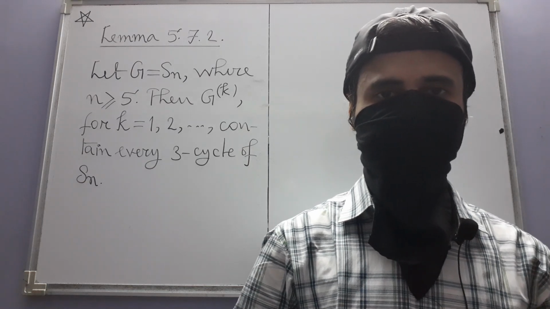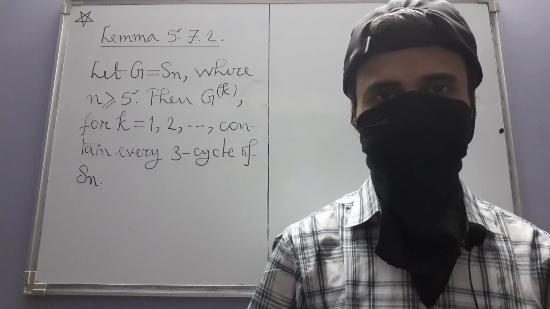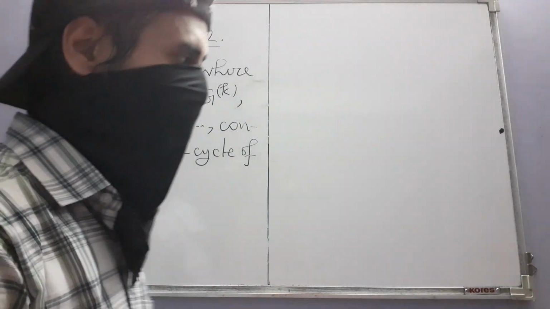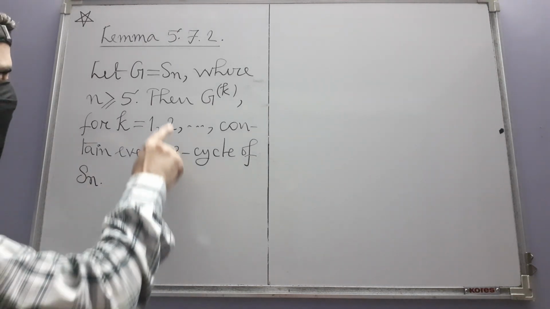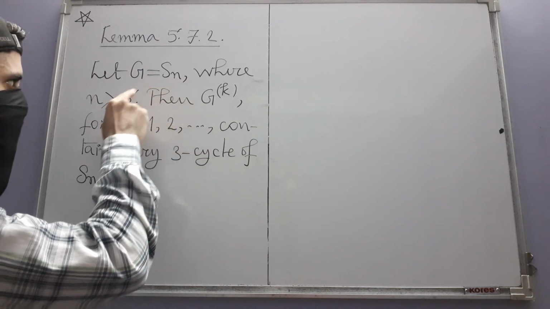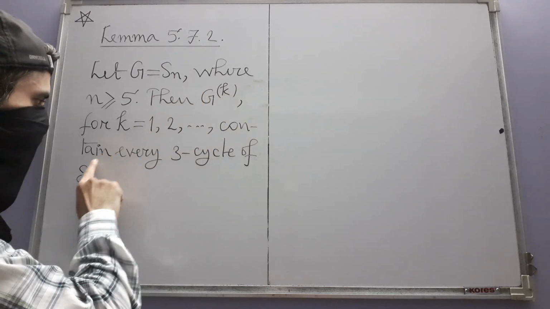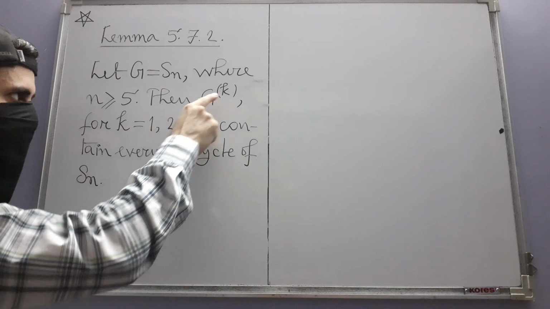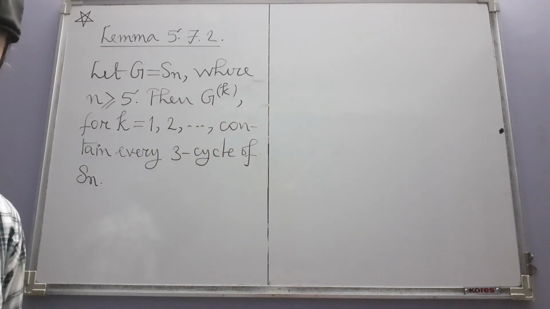Alright, so finally today we are going to prove that every symmetric group Sn where n is at least 5 is non-solvable. Now in order to get to that result, we are going to need this lemma. This lemma states that if G is our symmetric group Sn where n is at least 5, then these subgroups Gk all contain every 3 cycle of Sn, regardless of what this positive integer k is. So let's first see this proof.